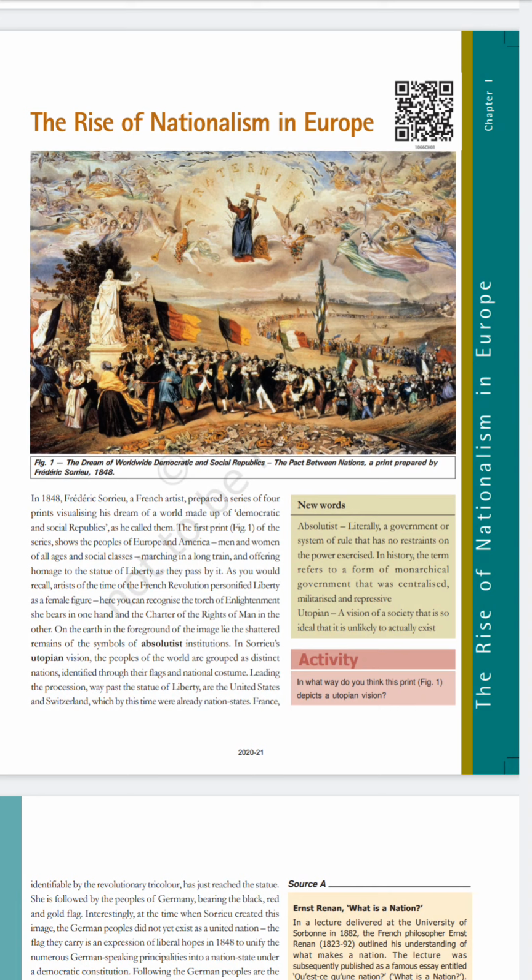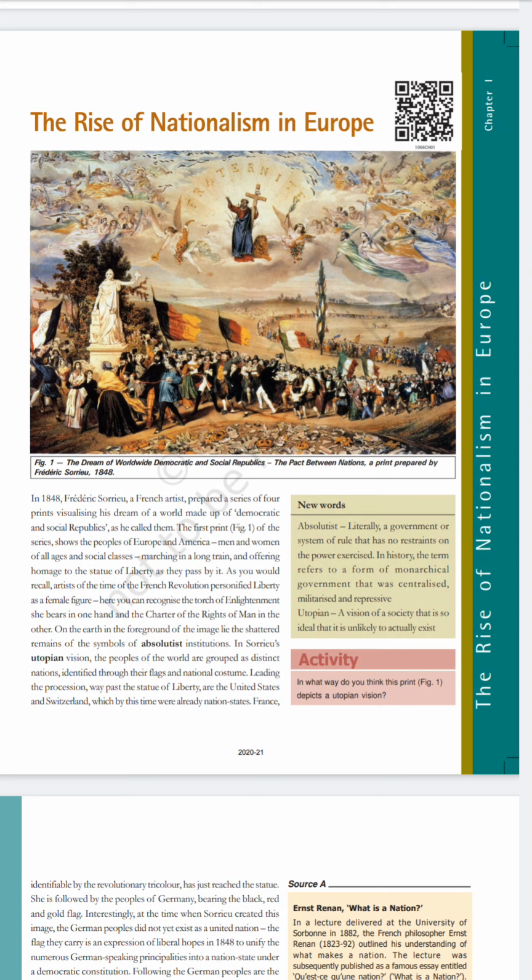So here Frederick Sorrieu indicates these shattered remains as the collapse and destruction of the absolutist powers of Europe and America. And actually this print, this visualizing of his dream, was a utopian vision. Why is it called a utopian vision? The new word is there: utopian.